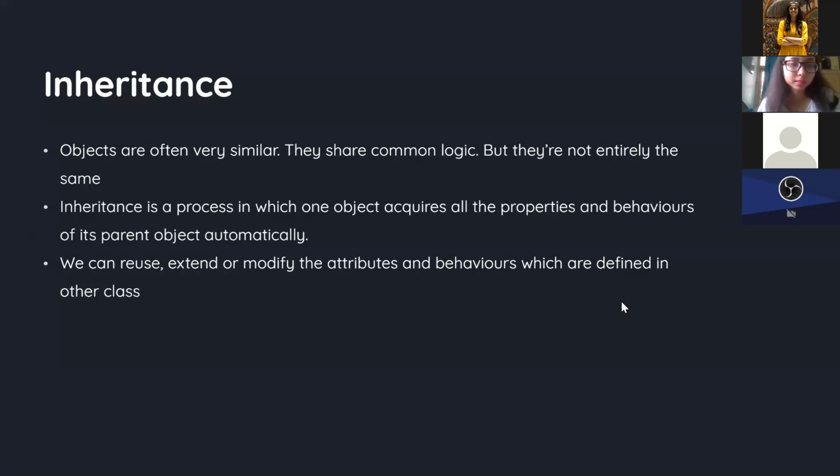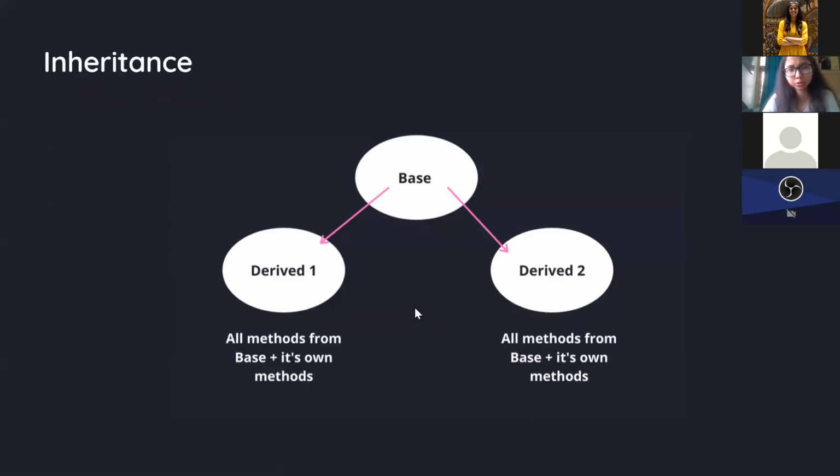redundant code. And the third point is that we can reuse, extend, or modify the attributes and behaviors which are defined in the other class. Like whenever we are inheriting the behaviors of the parent class, we can obviously reuse them, and we can also modify them. And also we can have our own methods. I've just tried to show this in pictorial form. This is a base class and we have derived classes. These derived classes will have all the methods from the base class plus their own methods.